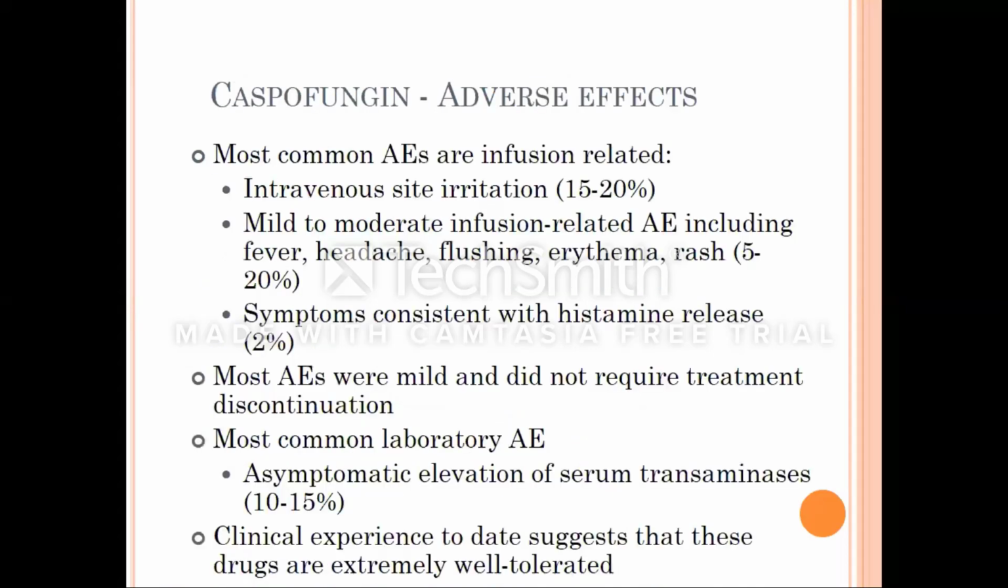Regarding the adverse effects of caspofungin, if it is given intravenously, it has been found to cause irritation. It sometimes even leads to certain antigen-antibody reactions, causing symptoms like fever, headache, flushing, erythema, or appearance of a rash, usually because it causes release of histamine. These adverse reactions may be mild and do not require any intensive treatment. Just the discontinuation of the drug will reverse the symptoms.